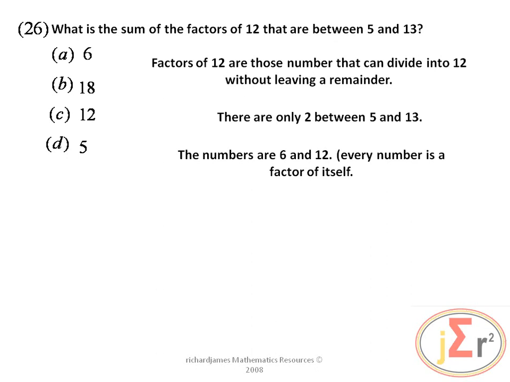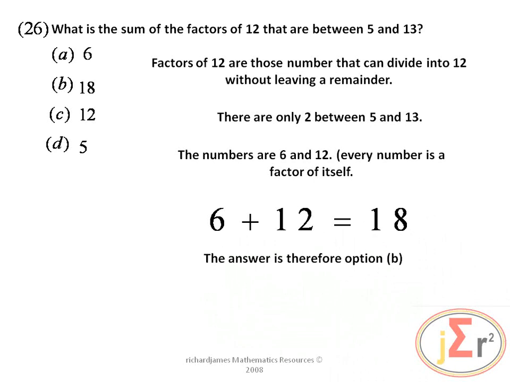So the only numbers between 5 and 13 that can go into 12 without leaving a remainder, or we may say 12 is divisible by those numbers, are 6 and 12. And of course, the question requires that we add them. So 6 plus 12 is equal to 18. The answer is therefore option B.